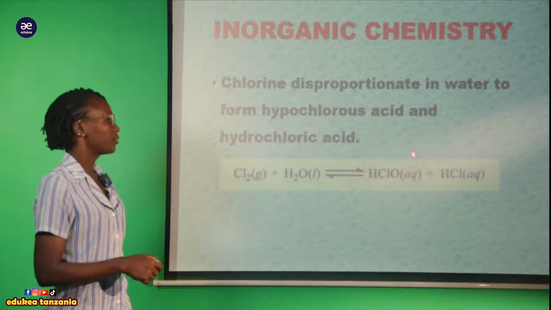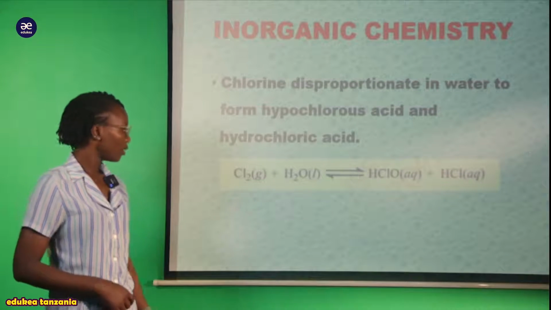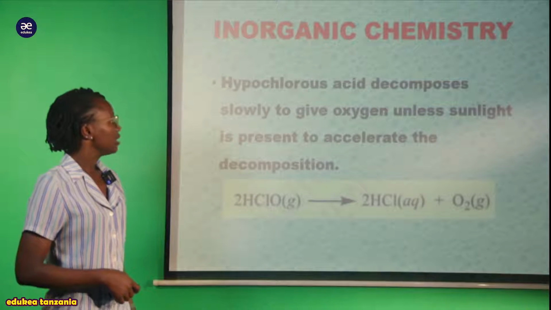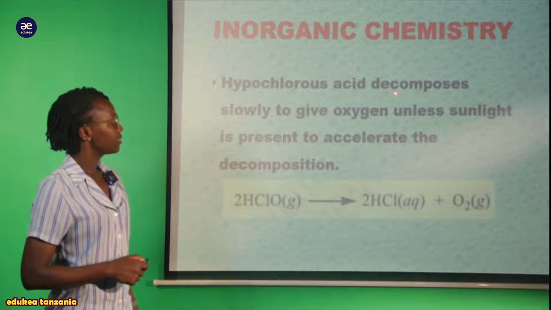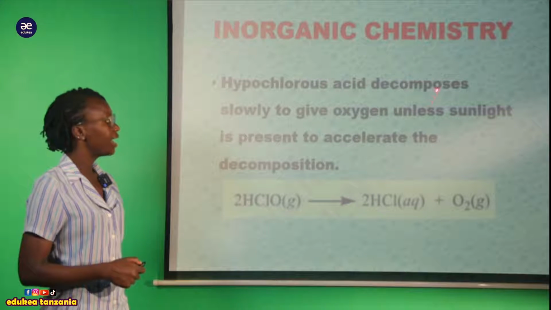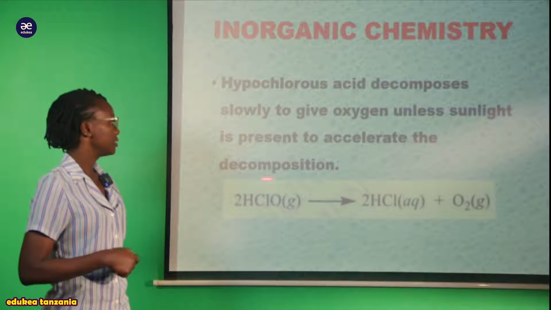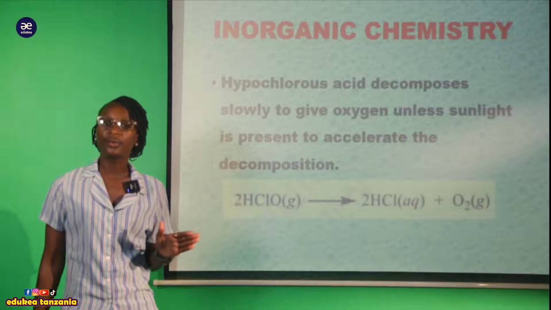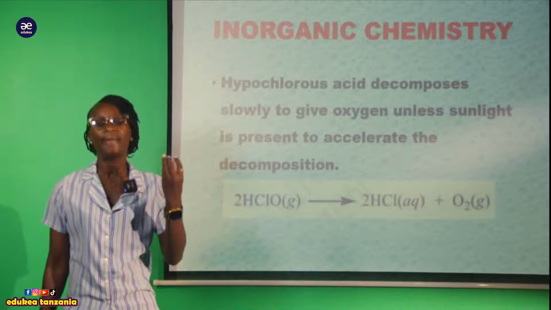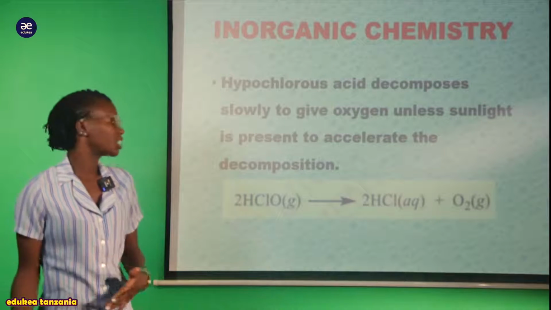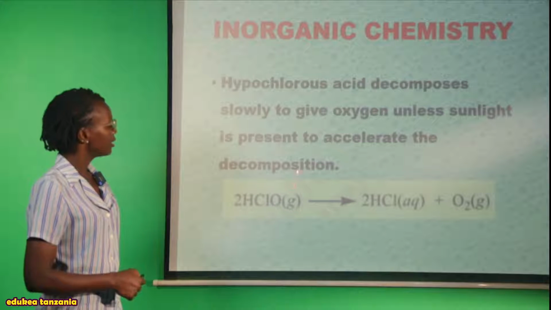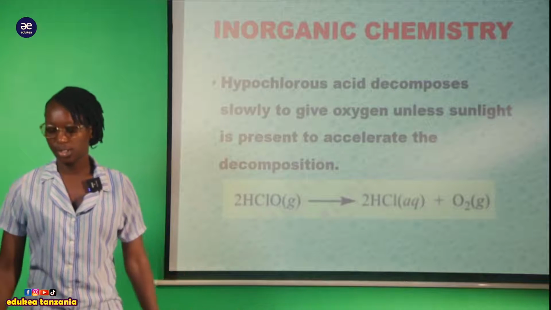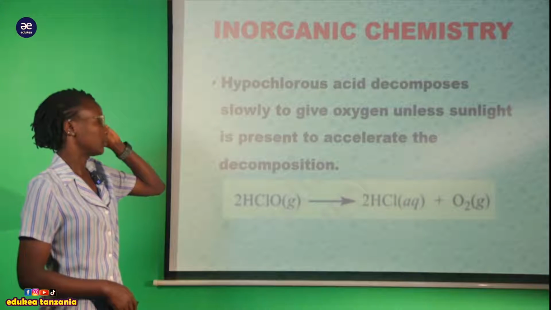As you see here, this is the hypochlorous acid but this is HCl. So this is after the disproportionation of chlorine in water. So now you can see that hypochlorous acid decomposes slowly to give oxygen unless sunlight is present to accelerate the decomposition. Hasa ile hypochlorous iliyokuwa formed baada ya chlorine kudisproportionate kwenye water, anasema kwamba ina ability ya kudissociate, na maana inaweza kuvunjika. That's why you see this hypochlorous ina dissociate, inaenda kutengeneza HCl, but also anasema kwamba it's going to give the oxygen gas as you see here in our reaction.